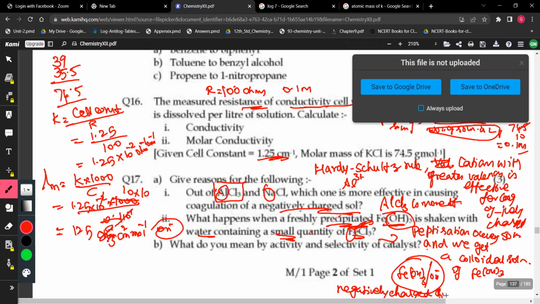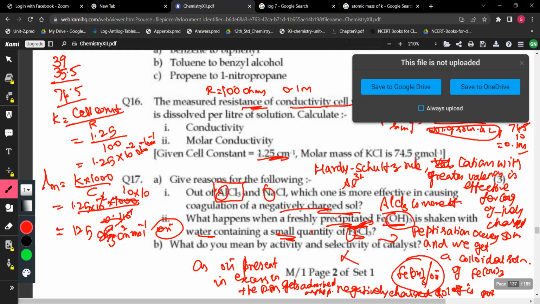The negatively charged sol of this one, which is represented like this, has OH minus present in excess in the dispersion medium, which gets adsorbed on the precipitate. So whichever charge is present in excess, common with the precipitate, that gets adsorbed over the precipitate, and that will decide the charge on the sol.